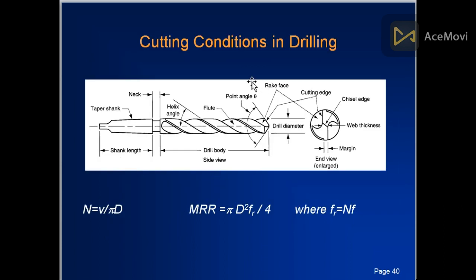Cutting conditions in drilling: N is equal to V by pi d, where V is the cutting speed. MRR, the material removal rate, is equal to pi d square FR by 4, where the feed rate FR is given by N into f. These are some simple terminologies. You can see the point angle, rake angle, cutting edges, and chisel edge. These are simply some things like that, not a big deal.